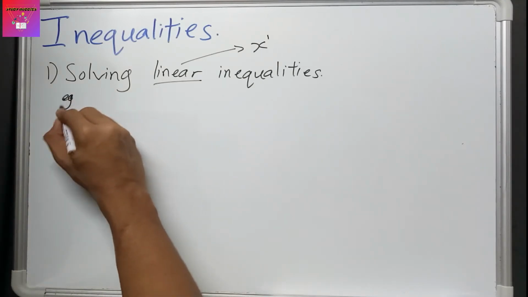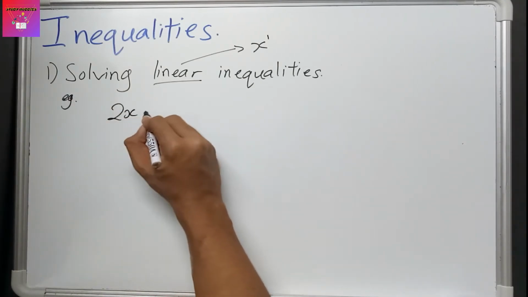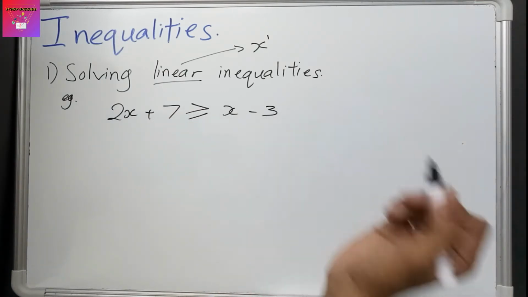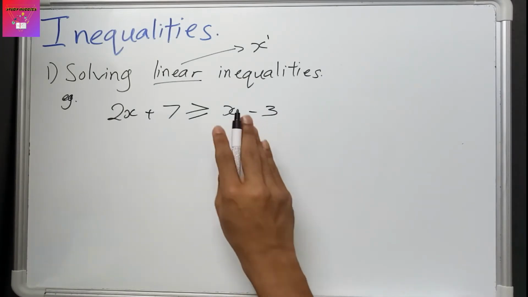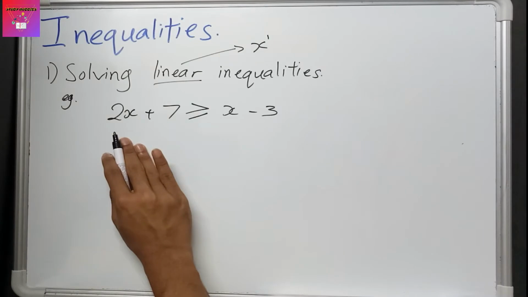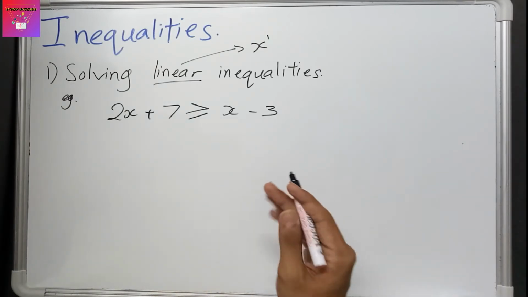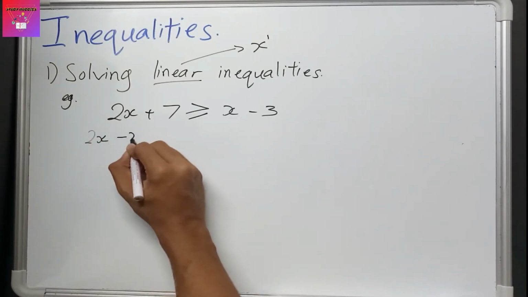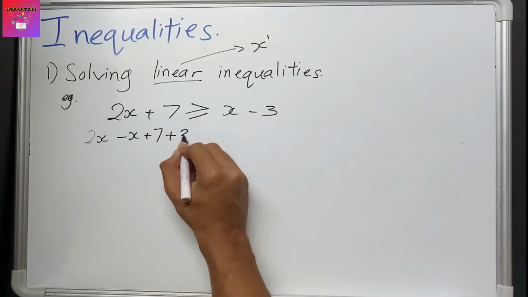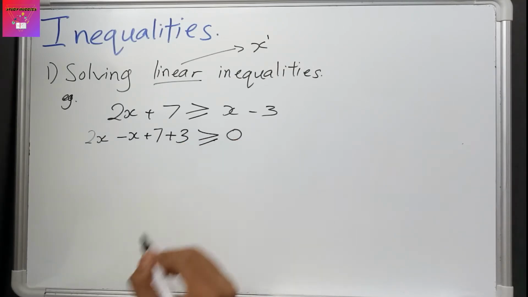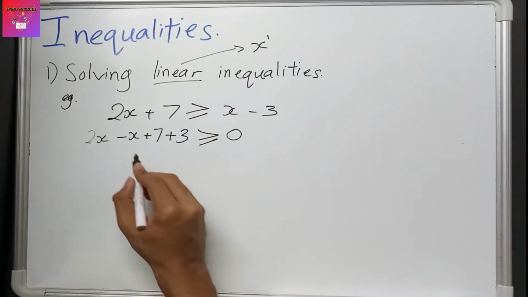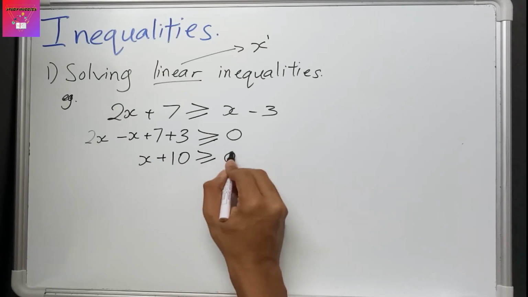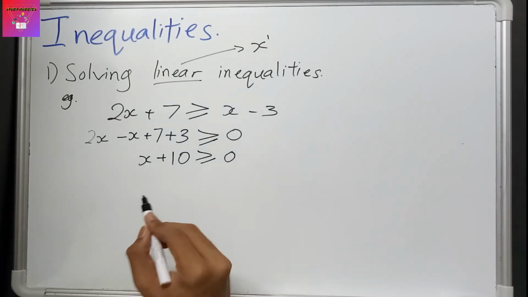For instance, let's say I have a question of 2x plus 7 is greater than or equal to x minus 3. How do I solve this question? I'm just going to bring everything on the right hand side to the left hand side, therefore I'll make one side 0. So it's going to be 2x minus x plus 7 plus 3, which is greater than or equal to 0. I solve this part, 2x minus x, and I get x plus 10 is greater than or equal to 0.